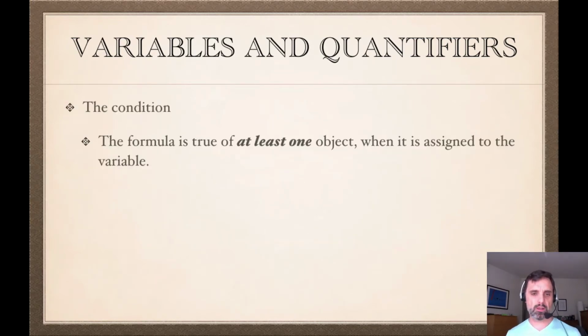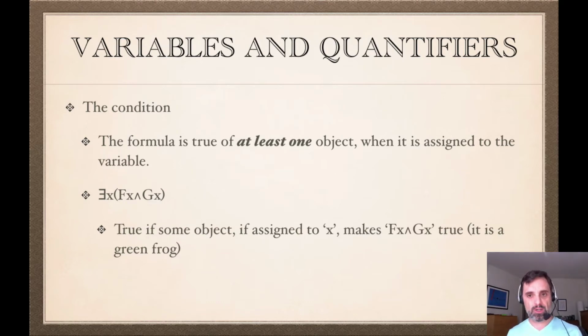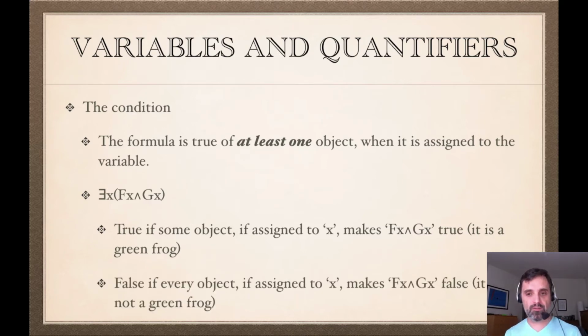So this is true if and only if there is a frog. So again, there's the condition that the formula is true of at least one object when it's assigned to the variable, but now we have multiple occurrences of the variable in question. So we have some x, Fx and Gx. This is true if there's some object that when assigned to x makes Fx and Gx true. And what does x have to be like to do that? It has to be a green frog. On the other hand, this is false if every object when assigned to x makes Fx and Gx false. And how does it do that? Well, either it's not green or it's not a frog, so in any case it's not a green frog.